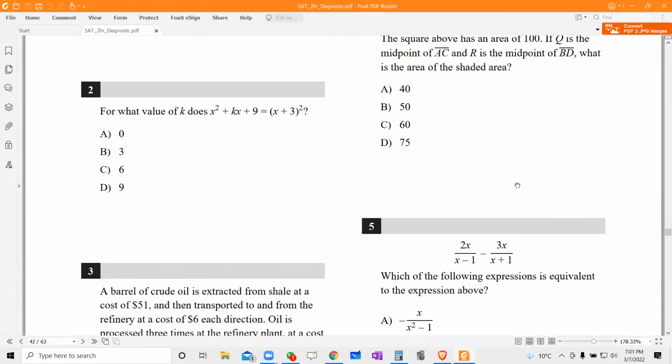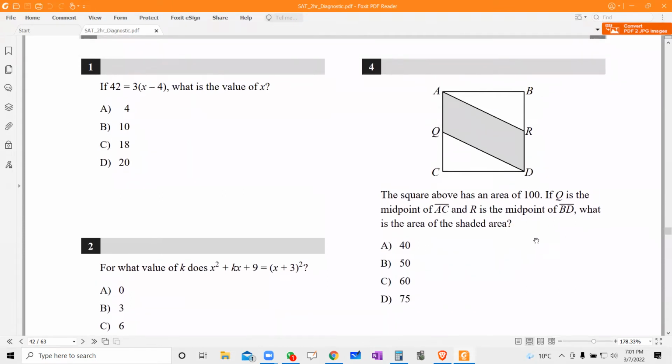So let's go to question number 4. Can you tell me what to do here and what you did here and what answer you got? I got B. The square above has an area of 100. If Q is the midpoint of AC and R is the midpoint of BD, what is the area of the shaded area? How did you do that? To be honest, I just put the thought in my mind. If RD is pushed up to BR, it's going to be like half of the whole square. So I think it's 50.